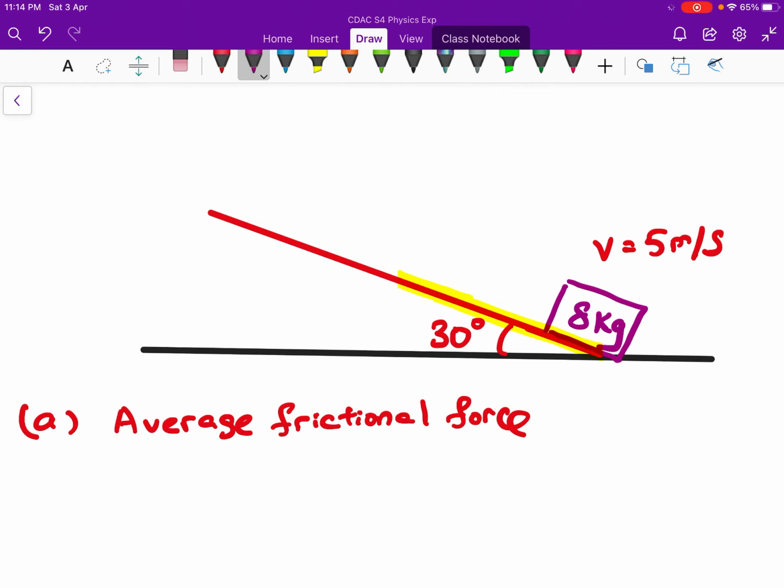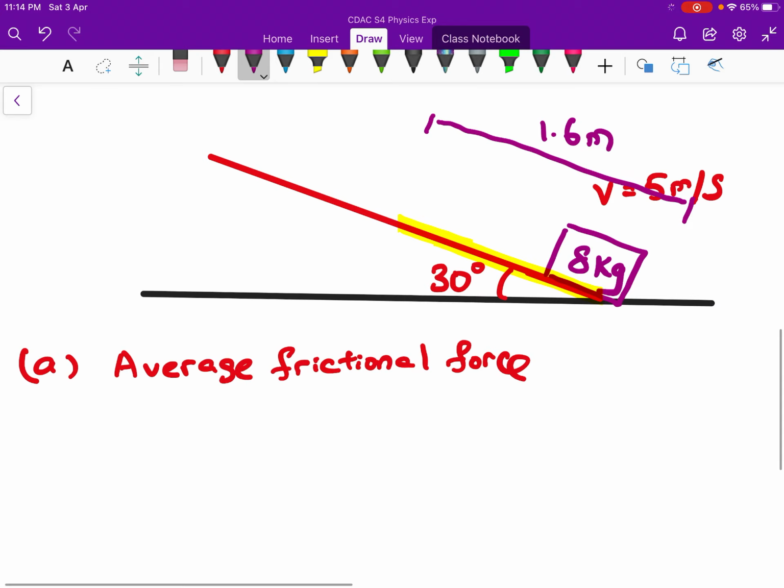So 1.6 is around here. Maybe I just draw 1.6 meter. You can see for this case we have to consider gravitational potential energy, and of course we need to use a bit of trigonometry. First of all, we want to find the average frictional force acting on the crate.